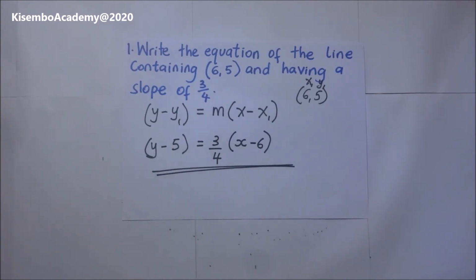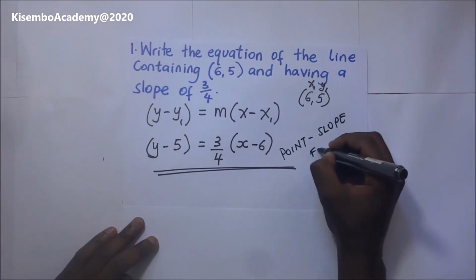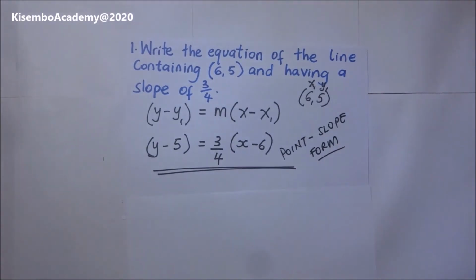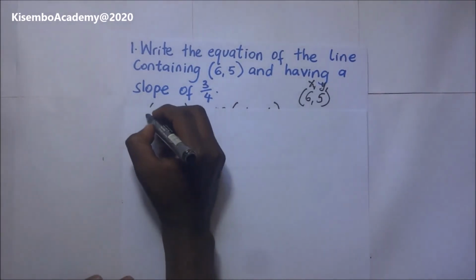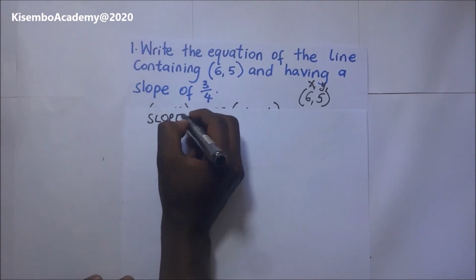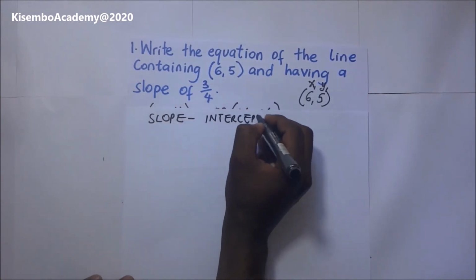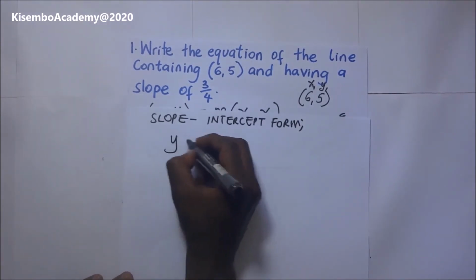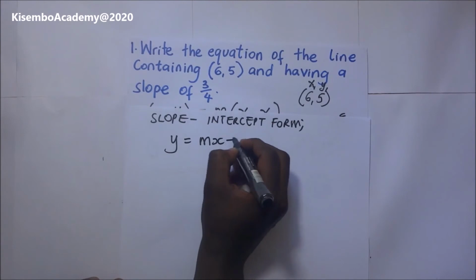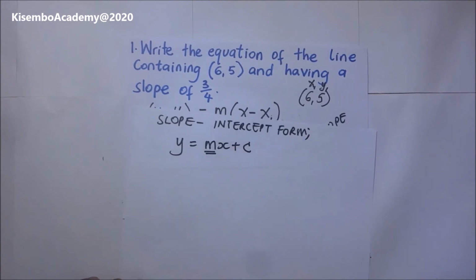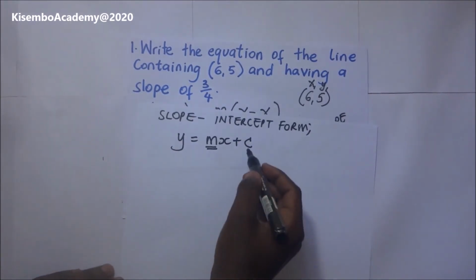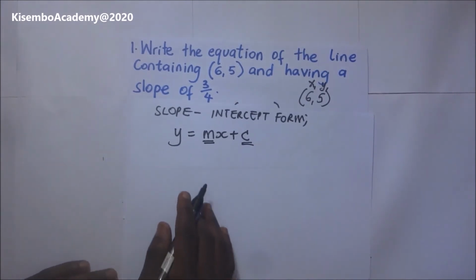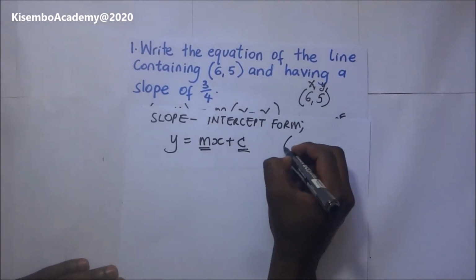Now when we're writing it in the slope-intercept form, this is when we'll use the general equation of y is equal to mx plus c. That is the point-slope form. Now we are going to look at the slope. In the slope-intercept form, it is y is equal to mx plus c. The value of m stands for the slope or for the gradient, and then the value of c stands for the y-intercept. So right here we have the point 6,5.